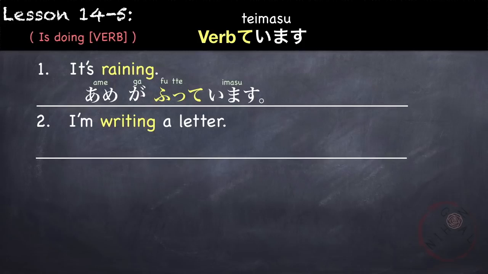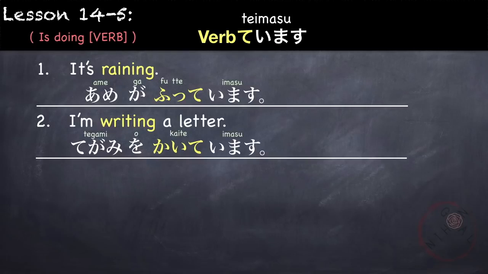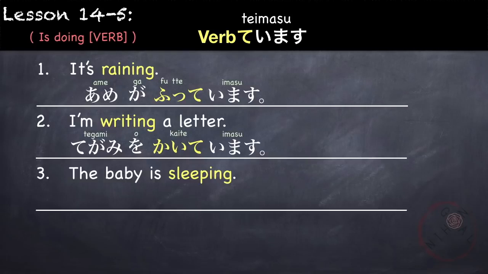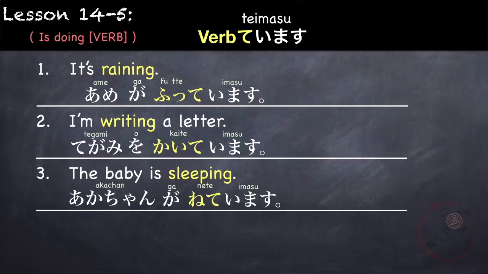I'm writing a letter. Letter is tegami. O. Writing or write is kakimasu. In te form, it becomes kaite. Tegami o kaiteimasu. The baby is sleeping. The baby is akachan. Ga or wa. Sleeping or sleep. Sleep is nemasu. In te form, it becomes nette. Followed by imasu. Akachan ga netteimasu.